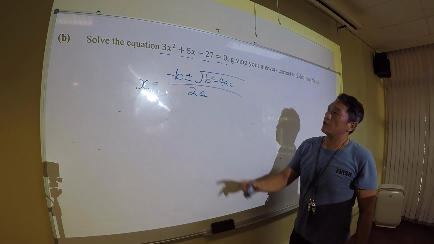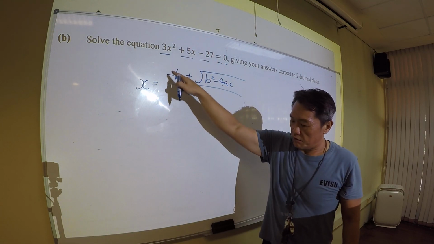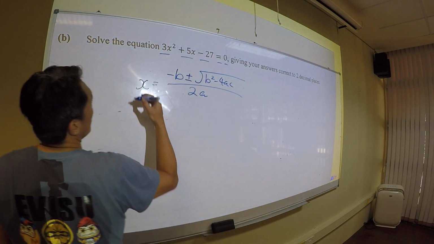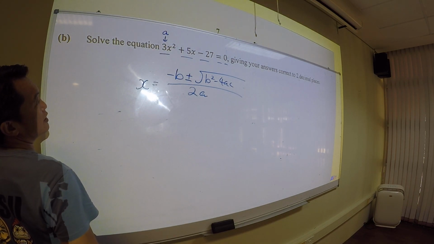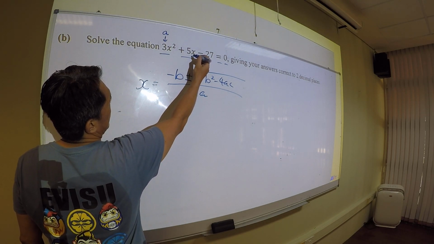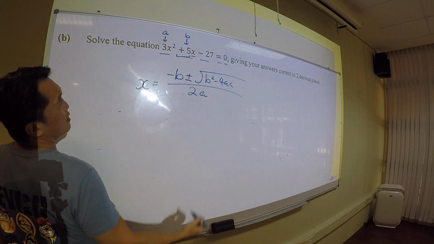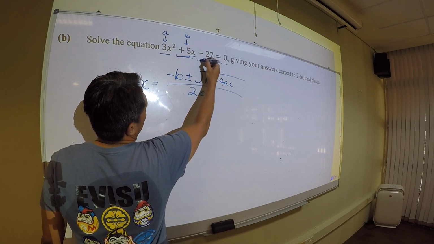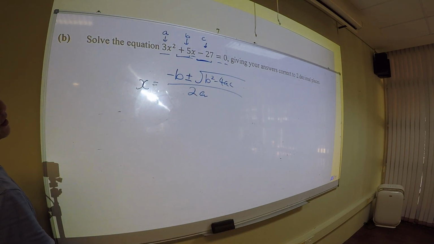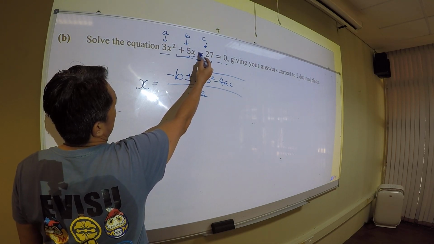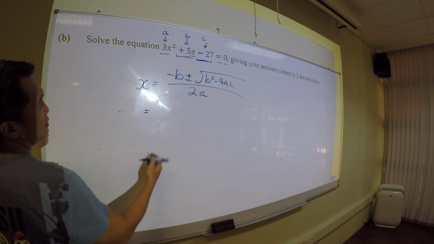Okay, then when we look at the equation, we must know the number in front of your x squared is your a. So your 3 is your a. The number in front of your x is b. So positive 5 is b. And the last number without x is your c. So my c is negative 27. Must include the negative. Okay, then I just do the substitution.